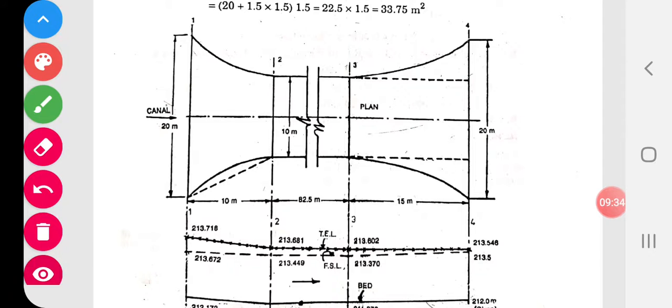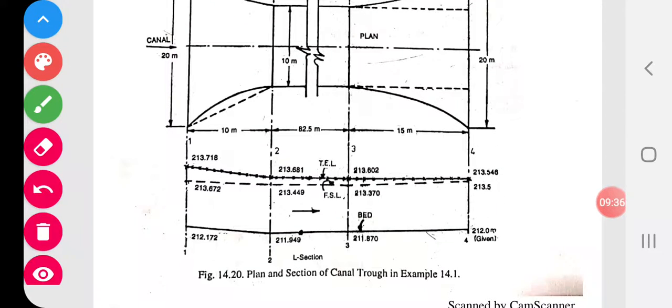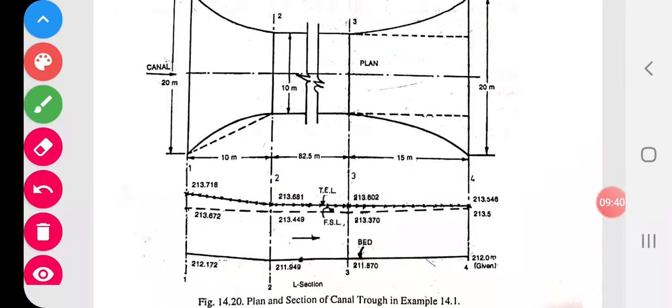Now here, what you have to decide in the design is the following. The above figure is the plan, and the below figure is the section, the plan and section of the canal trough, in example 14.1. In the section below, different levels are shown. These are different levels, and these all have to be calculated.